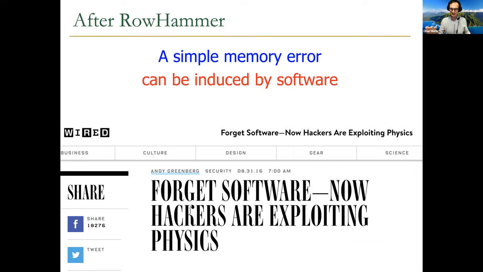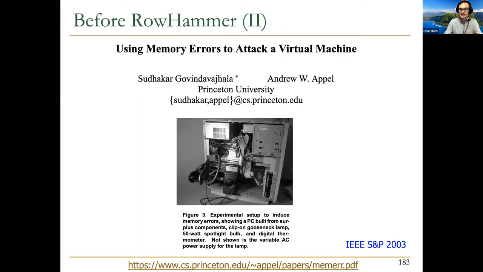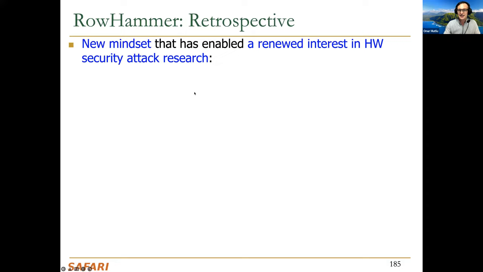But RowHammer changed the mindset a little bit. Now you have a simple memory error that can be induced by the software, right? You don't have to go to the machine to have physical access. So in retrospect, I think this bit flip that is widespreadly inducible by software has enabled a renewed interest in hardware security attack research because real memory chips are vulnerable in a simple and widespread manner.